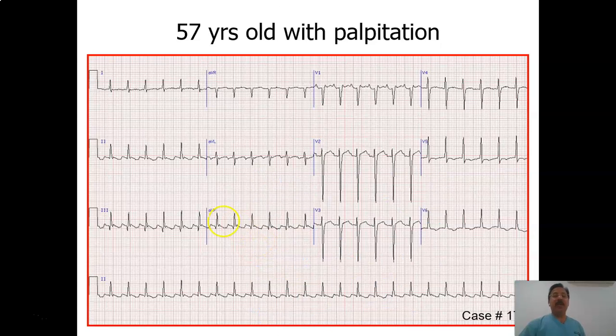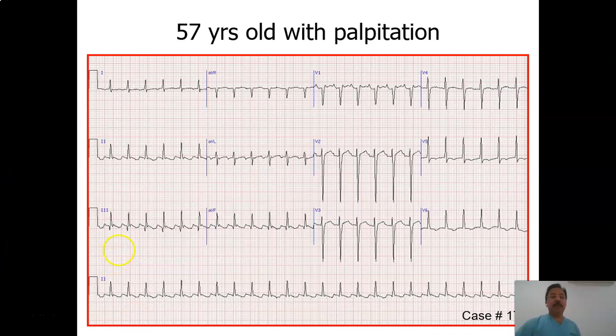Case number 17. This ECG belongs to a 57-year-old with palpitation. Look at this ECG, and let's follow our stepwise approach. The rate is 300, 150. So approximate 150 heart rate.